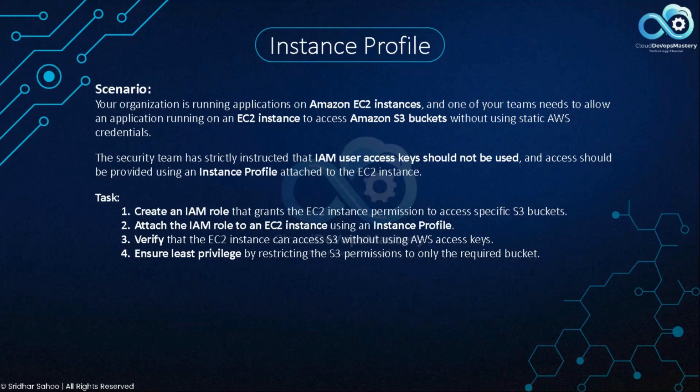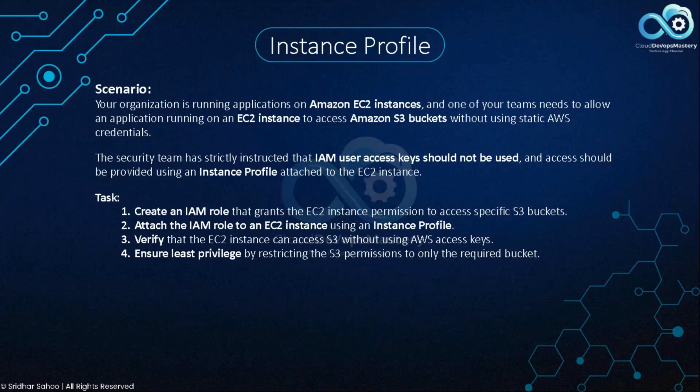That is STS. The temporary security credentials are managed automatically by AWS Security Token Service. Now, the security team wants to implement this. The security team has strictly instructed that IAM user access keys should not be used. Let's say I am a security architect. I asked my team member that in our development team, whoever is asking for this request to access the S3 bucket, don't give the static credentials, I mean the access key and secret access key of that IAM user. You just create an instance profile and attach it to those specific EC2 machines. That's all.